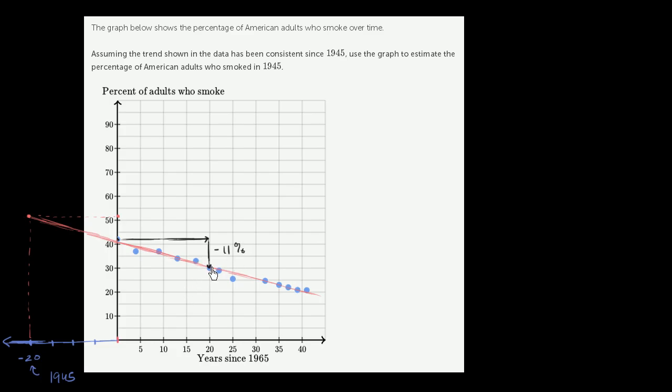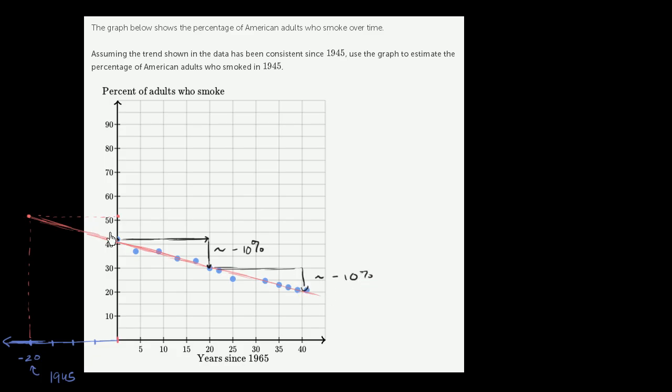And let's see if that's consistent. If we were to go another 20 years, it looks like once again we've gone down by about 10%. So that looks like roughly 10%. If we're following the line, it should actually be the same number. So let me write it this way. It's approximately down 10%. That little squiggly line, I'm just saying approximately negative 10% every 20 years. Negative 10% every 20 years.